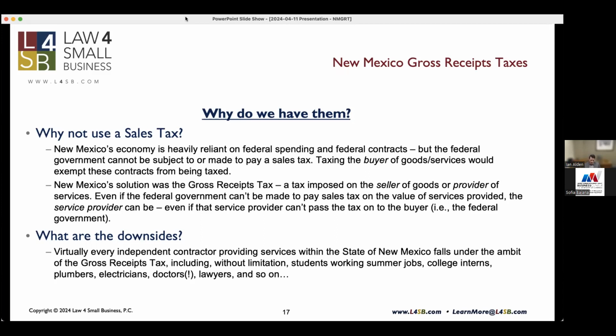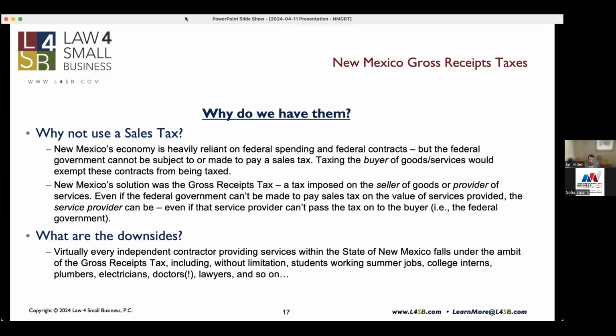That's why we have the gross receipts tax. It's a way for New Mexico to get at some of that federal revenue that's coming in for tax purposes. Alternatives might be a larger income tax, et cetera. There are alternatives to the gross receipts tax, but that's the path that we took. There are obvious downsides to the gross receipts tax.